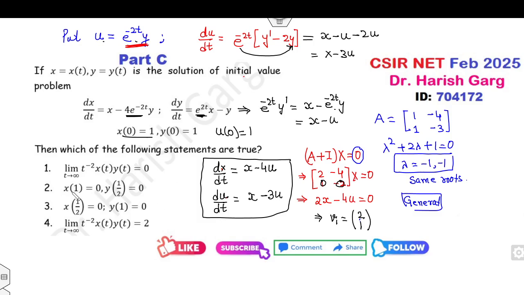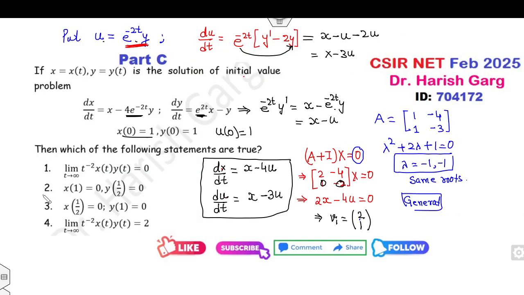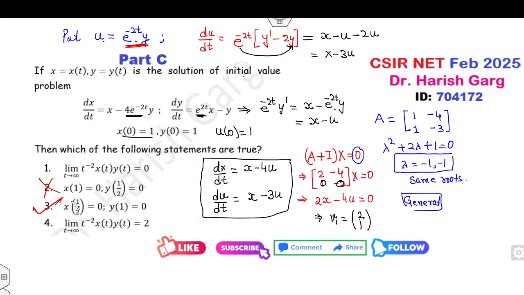Firstly, we can check x of 1 is 0. You can see x of 1 is non-zero. So that means the second option is cancelled. x of half will be 0. Fine. And y of 1 is also 0. So that means the third option is the correct option.